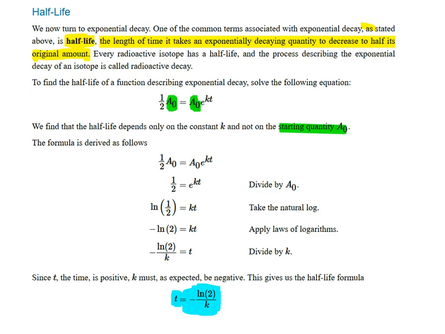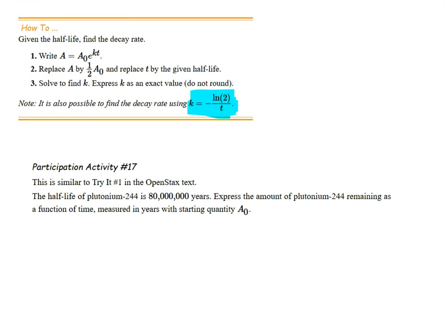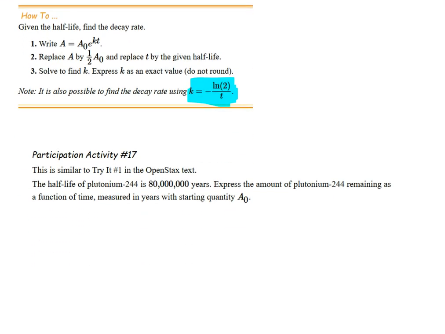However, right here, instead of dividing by t, or instead of dividing by k, they could have divided by t also. And that's what they're showing you down here on this one, that k could equal the negative natural log of 2 over t. They're interchangeable because you can divide by k or divide by t.